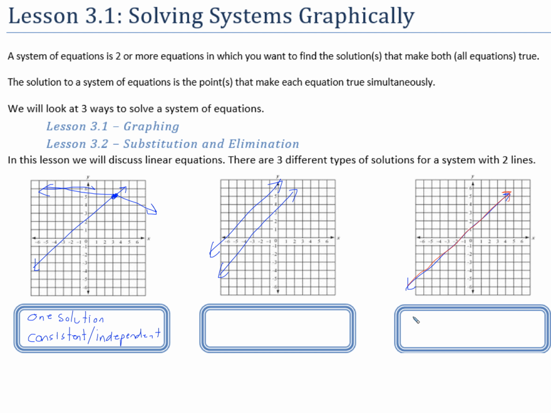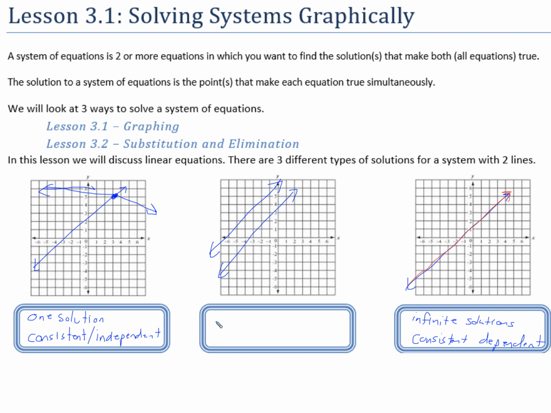Maybe we should talk about this one. This has infinite solutions. The solution to this is actually the line itself, because we have all the points that intersect there. And this is called consistent because there is a solution. There's at least one solution, consistent. And we call this dependent because there's an infinite amount of solutions.